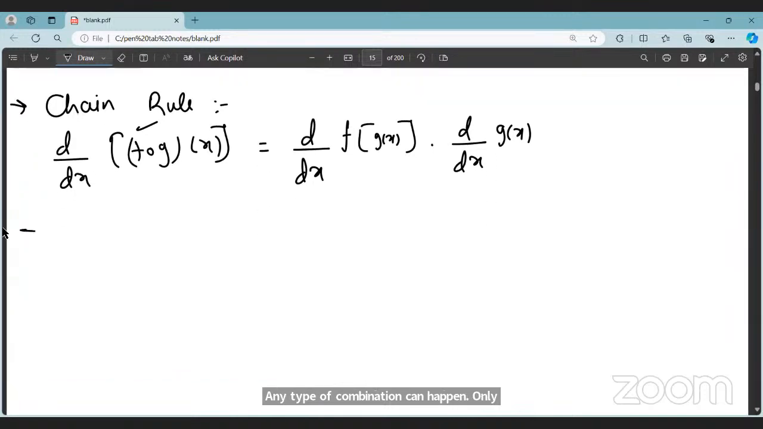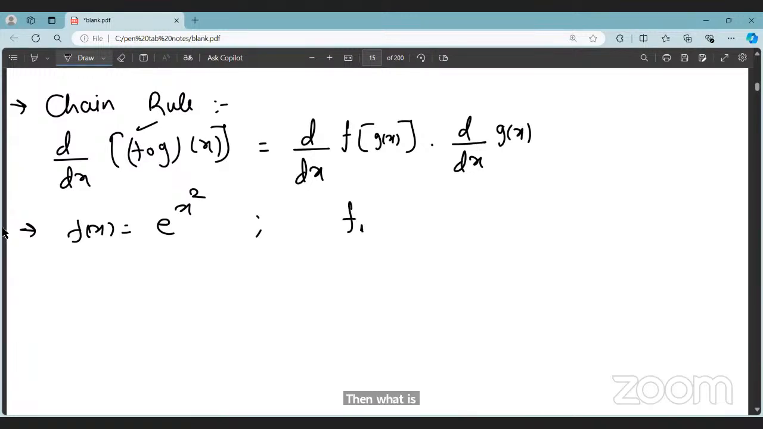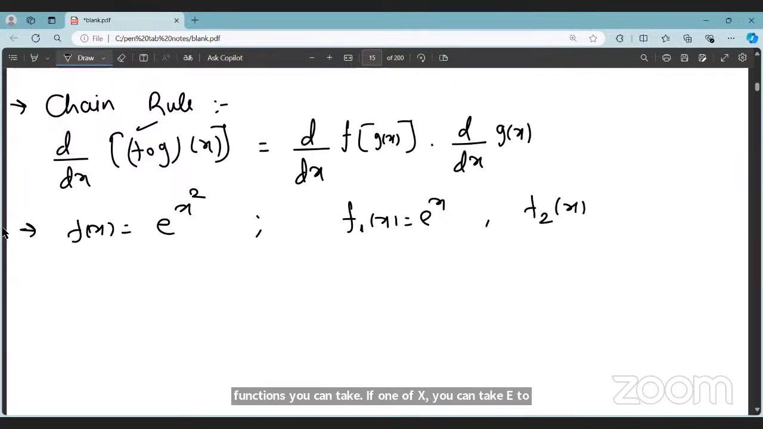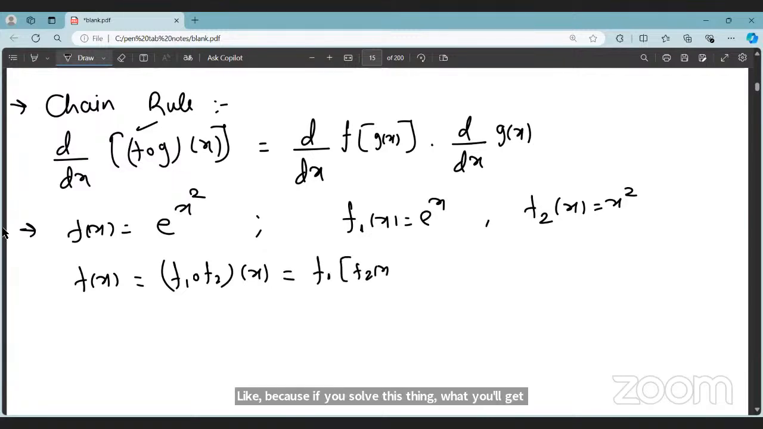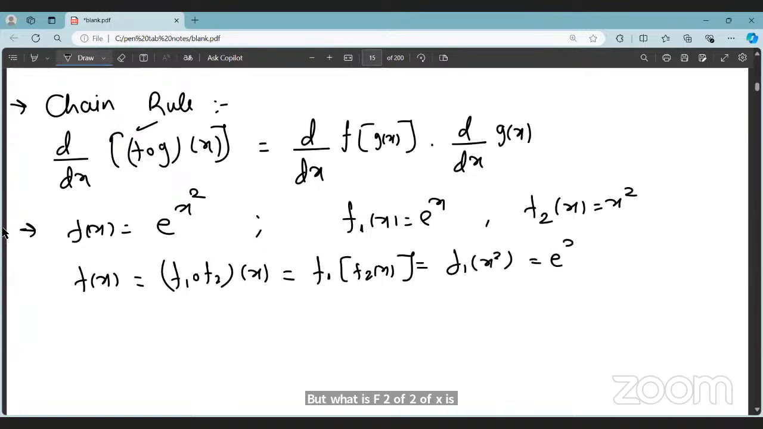For example, I'm just taking a very easy example: if you have to compute the derivative of f of x equal to e to the power x square, then what is this? This is actually a composition of two functions. The first function you can take f1 of x equal to e to the power x, and f2 equal to x square, right? Then f of x is nothing but f1 composition f2 of x, because if you solve this, you will get f1 of f2 of x. But f2 of x is x square, so that means this is e to the power x square.